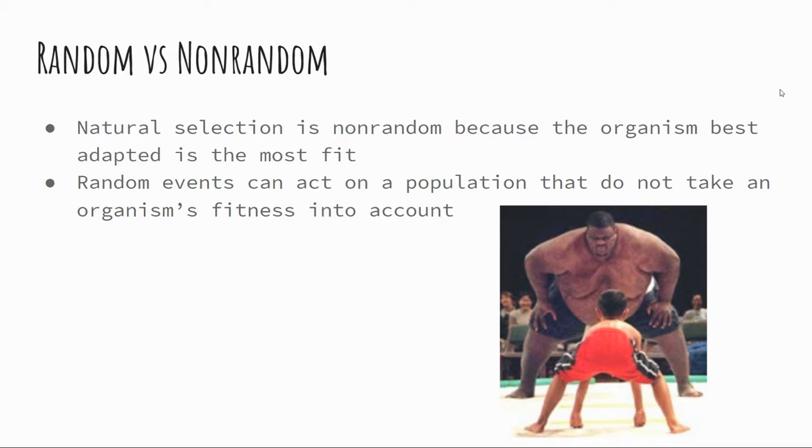All right, so is natural selection random or non-random? Natural selection is non-random because the organisms best adapted are the most fit within that population. There are random events that can happen to a population that do not take an organism's fitness into account. So we're talking about some things that can cause natural selection or evolution that do not take an organism's fitness level into account when making the decision of what's going to happen.